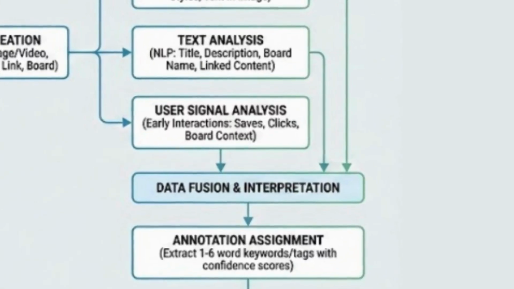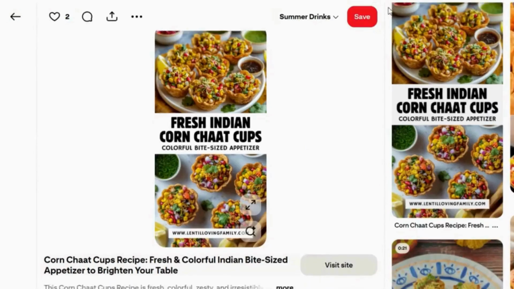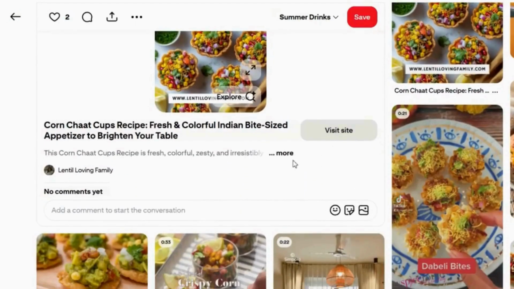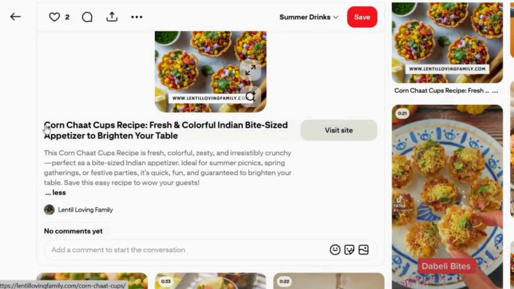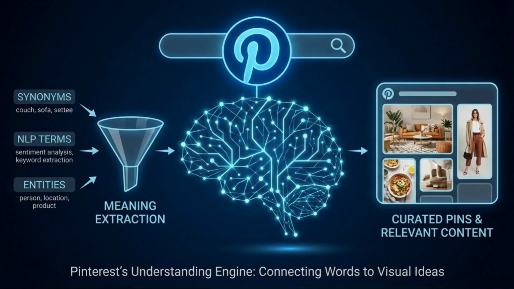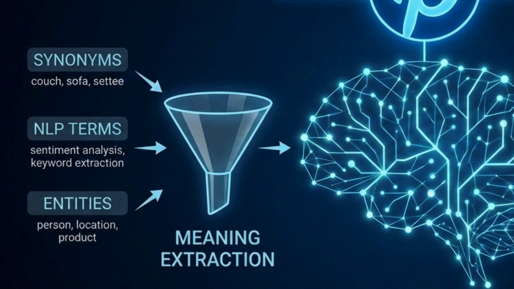Step 3 is text analysis. Now, Pinterest reads your pin title, pin description, board name, blog post content as well. It manages to read your blog post content because you have verified your site. So, Pinterest also extracts meaning, not just keywords. This is where entities, synonyms, and NLP phrases matter, guys.